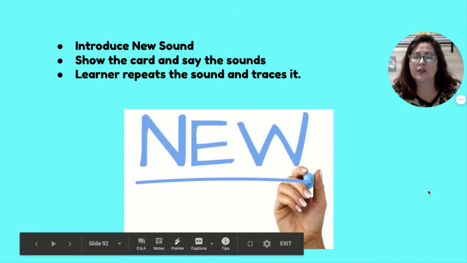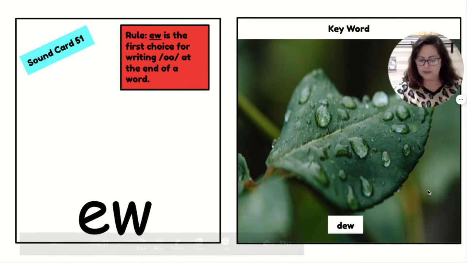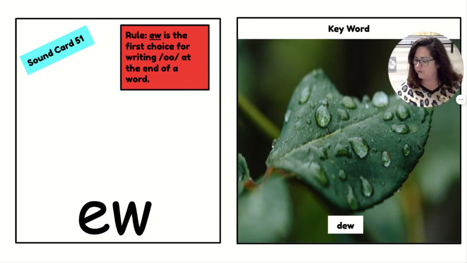Okay, now we're on to the new learning for today. So today we are on sound card 51. And at school, Sonday Systems, it would be this sound card here. The rule EW is the first choice for writing oo at the end of a word. And the key word is do. Can you say do?